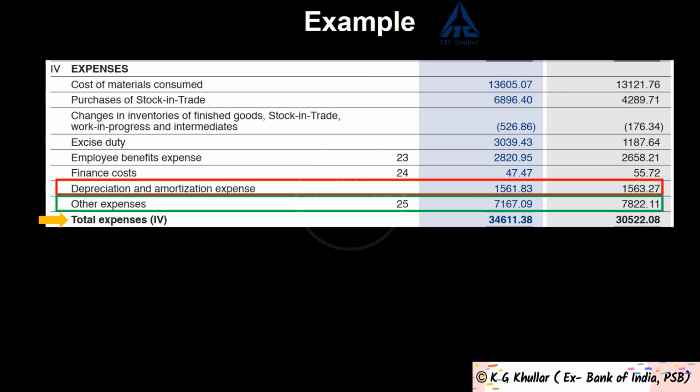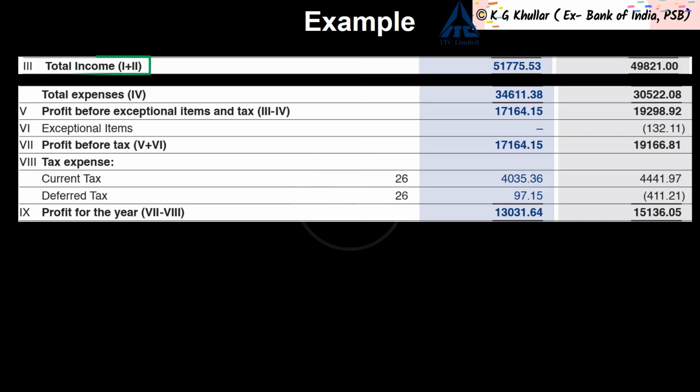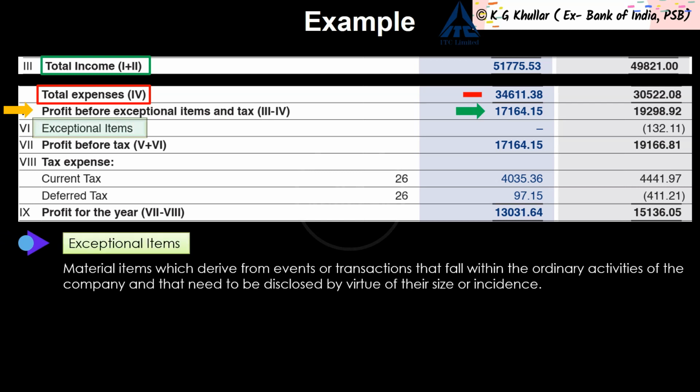So friends, as you can see, sum total of all these heads gives total expenses. Then total income minus total expenses will give us profit before exceptional items and taxes, as you can see here. Then friends, you must be seeing this exceptional item heads. So exceptional items are those material items which derive from events or transactions that fall with extraordinary activities of the company. And these activities need to be disclosed by virtue of their size or incidence.